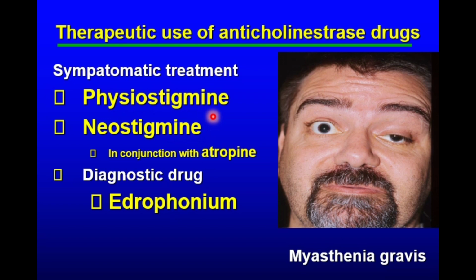Neostigmine or physostigmine is used to treat myasthenia gravis. Notice that it is a symptomatic treatment. It does not cure the disease. Drug treatment only alleviates the muscle weakness. These drugs enhance acetylcholine at cholinergic synapses. In order to minimize the effect of acetylcholine at the muscarinic receptor, it is given in conjunction with atropine.